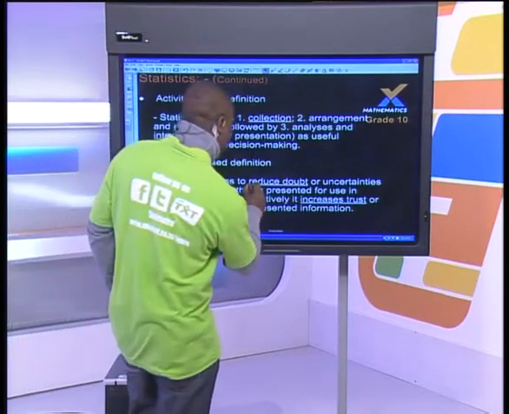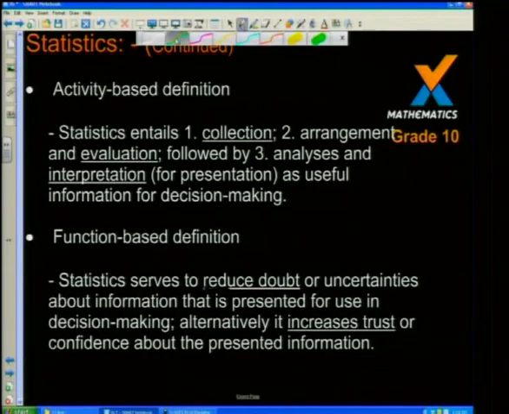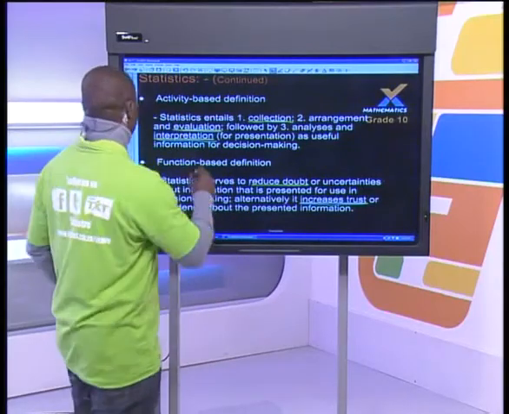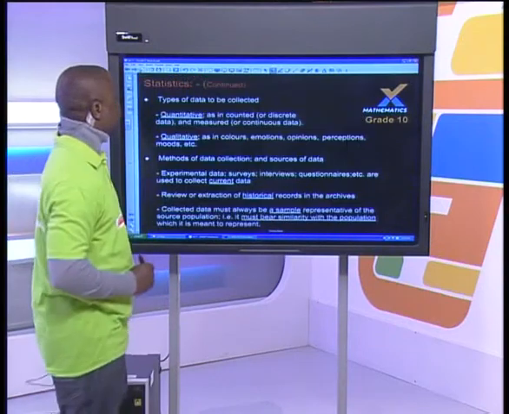If I can just underline that, just to show you what is important. You can forget everything about that definition, but don't forget those two key points under function-based definition. Under activity-based definition, like I said, do not forget these things. There is collection of data, evaluation of data, and interpretation of data. So those are key for you to remember the definition of statistics.